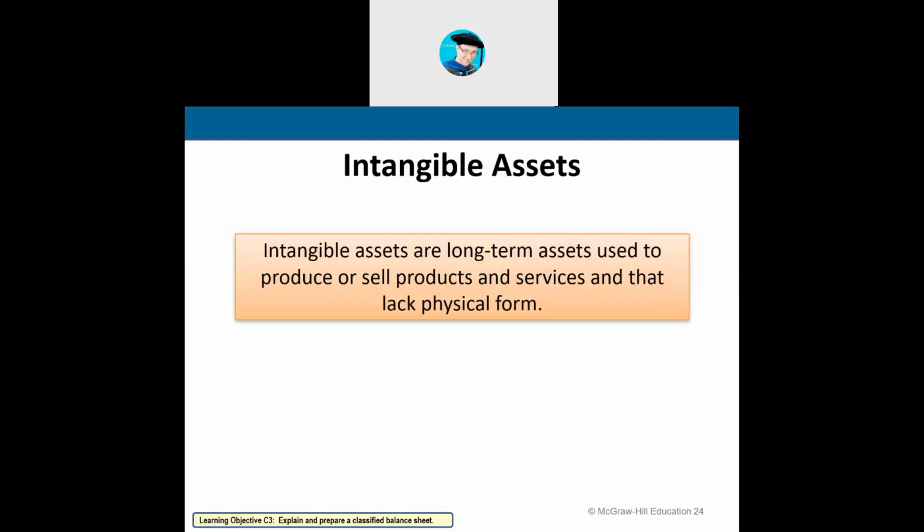you cannot physically touch them. An example of that would be a trademark, a patent, music. These are intangible assets. They're like digital assets. Those are called intangible assets.